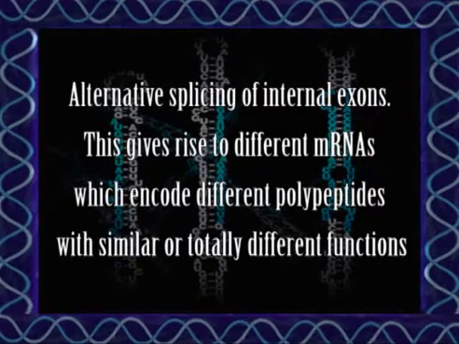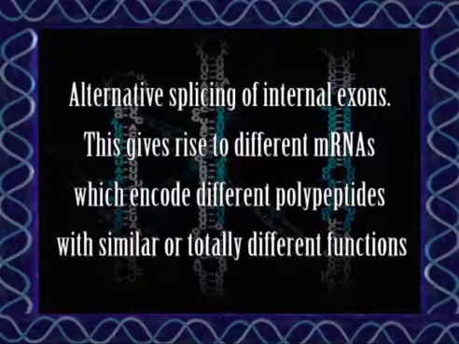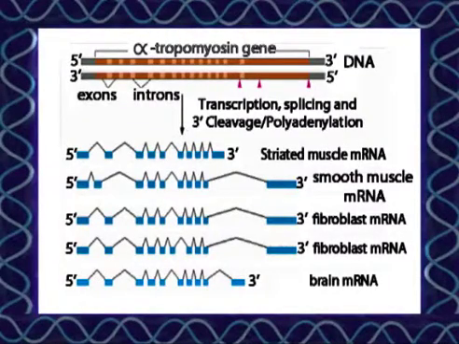Fourth, alternative splicing of internal exons. This gives rise to different mRNAs which encode different polypeptides with similar or totally different functions. Splicing regulatory proteins can usually act in a tissue-dependent manner, for example, in alpha tropomyosin genes. In this case, tissue-specific factors determine the splicing pattern by choosing the 5' splice sites and 3' splice sites to be used.